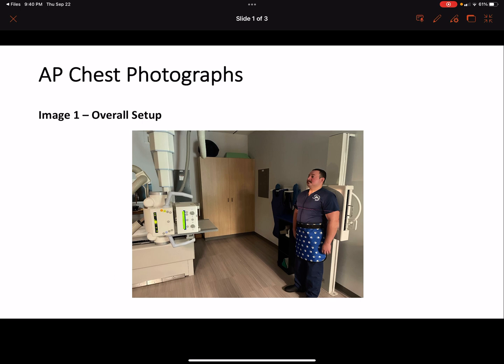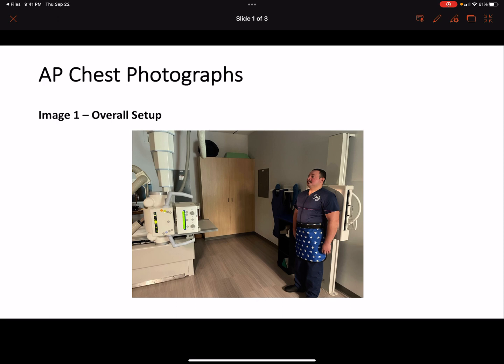For IR size, for this image, I chose to use the 14 by 17 inch, 35 by 43 centimeter cassette. IR orientation was portrait. IR location: the cassette was mounted in the wall bucky. SID: the CR is detented to the wall bucky at 72 inches, 180 centimeters.